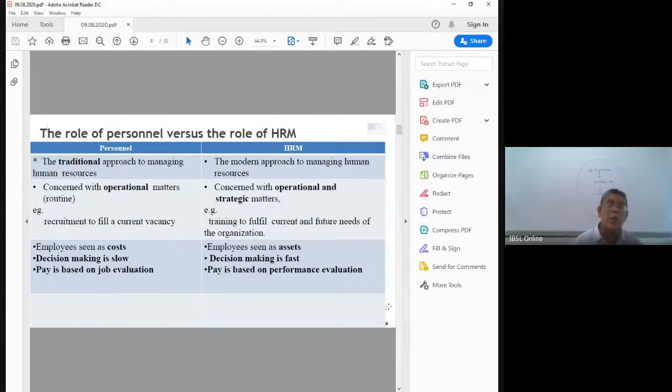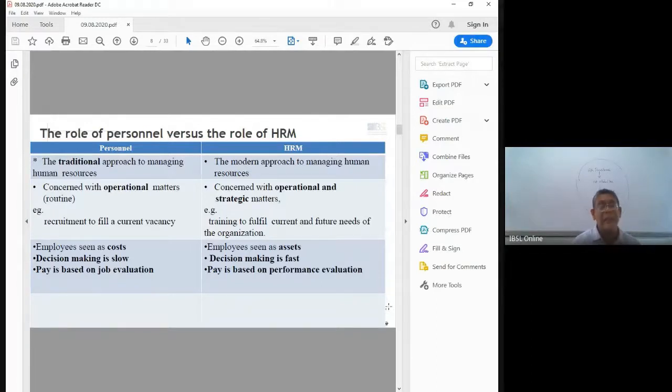And one time there's a question in your exam: what is the difference between personal management and human resource management? Let's look at the differences. Earlier we talked about the personal manager, but now rather than personal manager, we talk about the HR manager. Okay, so what is the first difference?